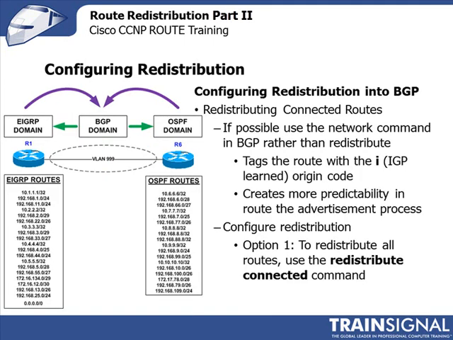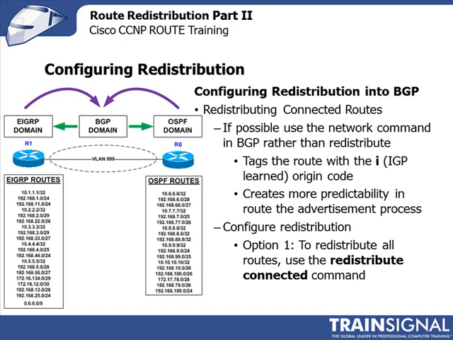Redistribution with BGP has some subtleties that set it apart from the other protocols. If you're redistributing connected routes, you can use the network command to advertise those rather than use the redistribute command. Remember, routes injected with the network command have the origin code of I, meaning IGP learned, and that's going to be part of the route selection preference process. These will be selected first, and it gives you more predictability in the route advertisement process.